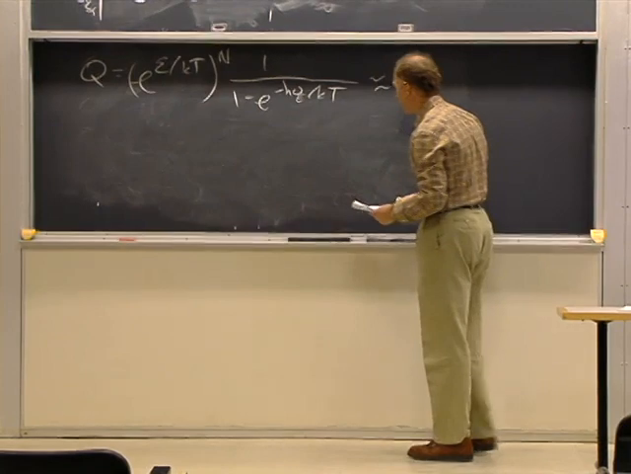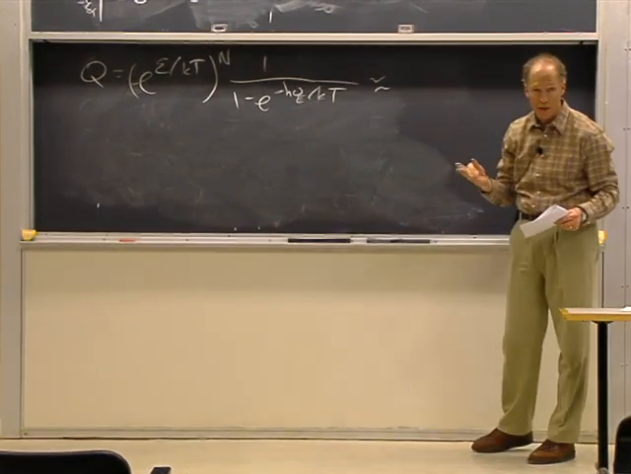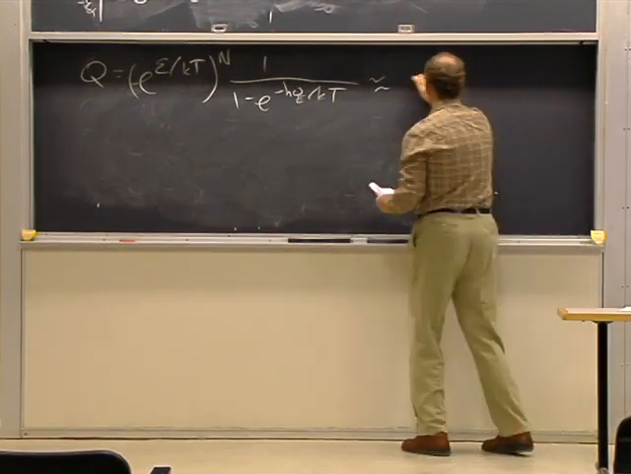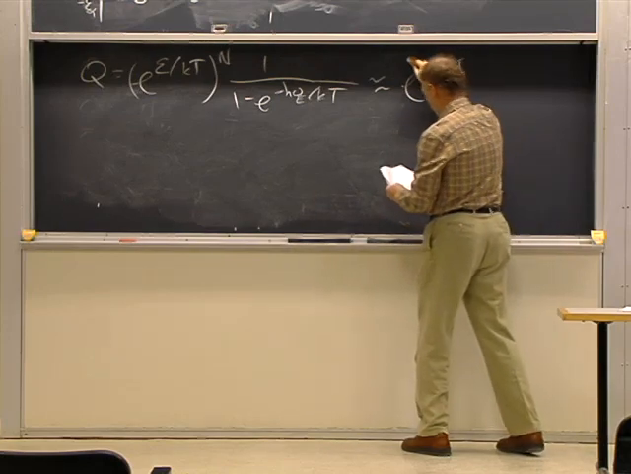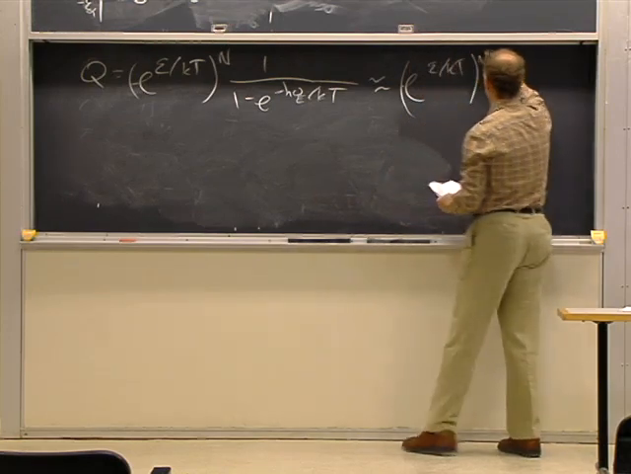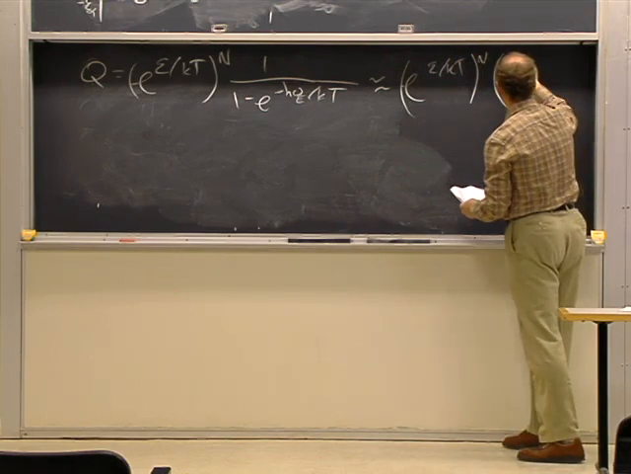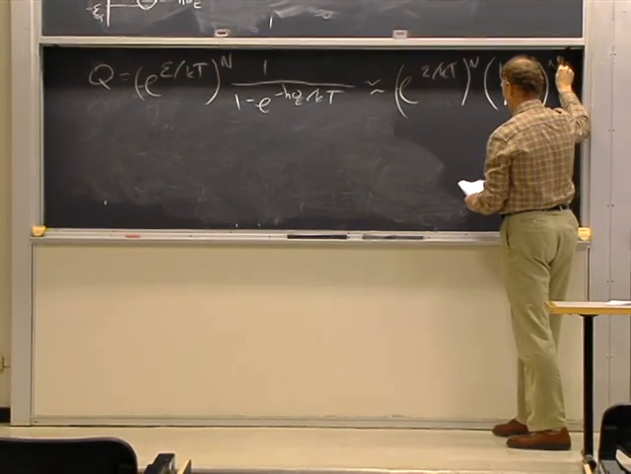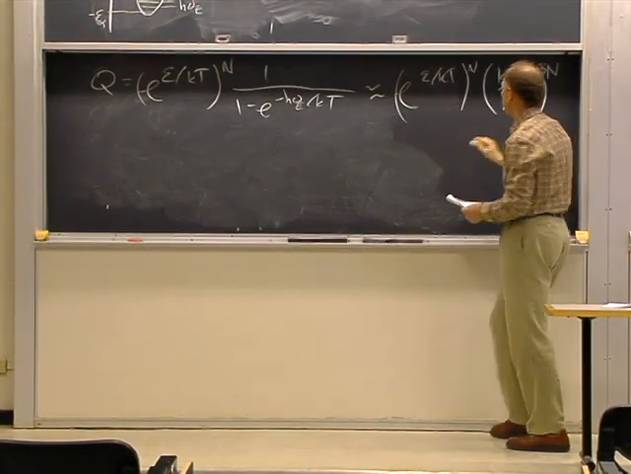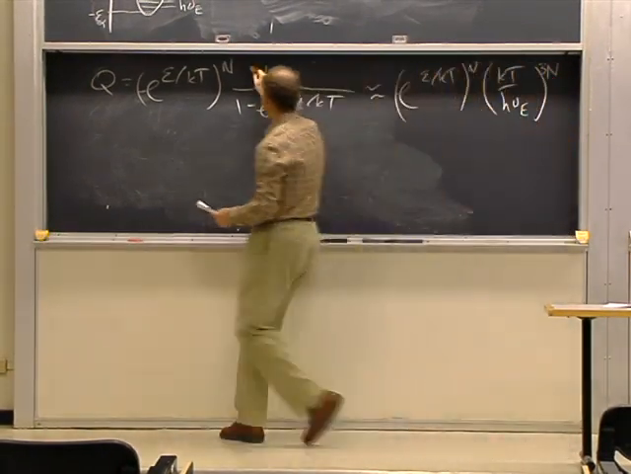And I'm going to assume we're in the high temperature limit, which is often the case for lattice vibrations. So it's e to the little e over kT for our electronic part to the nth power. And we've seen what the high temperature limit is. It's kT over h nu e. And that's to the 3n power. Right? And I should have written this here.